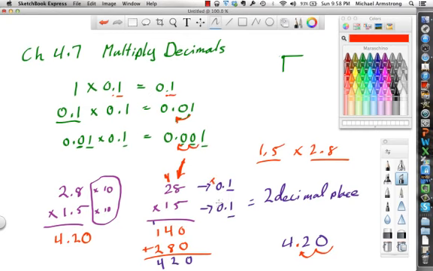I forgot to put a multiplication sign in here, so there it is. You just do it without the decimals and then put the decimal in. You count your total number of decimals, 1, 2, and you make sure your answer has those decimals. Okay, we're going to do it just like that. And if you had more decimals, it would be similar. So that's really all the lesson.